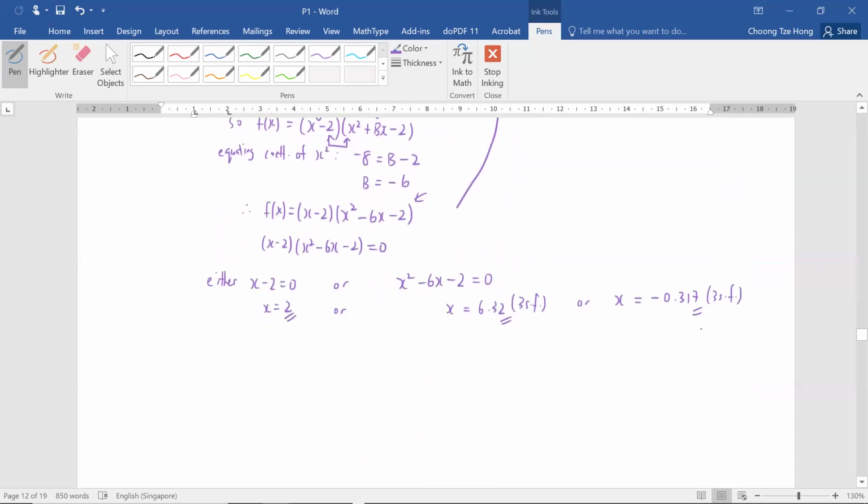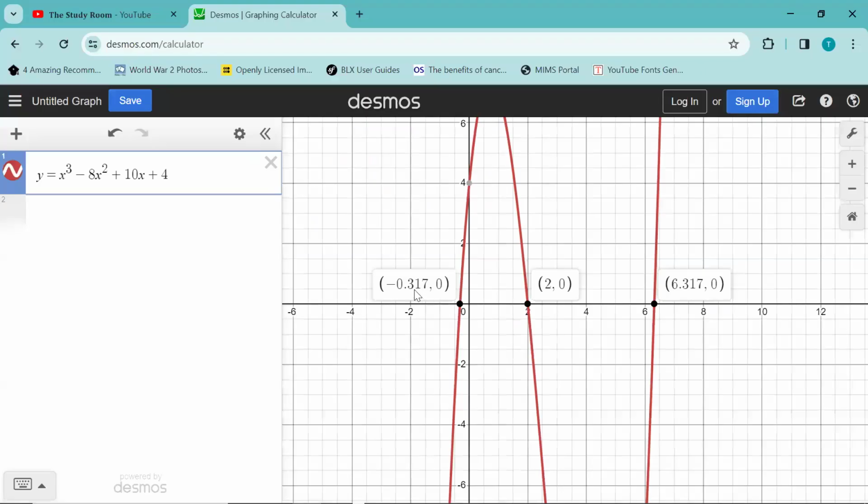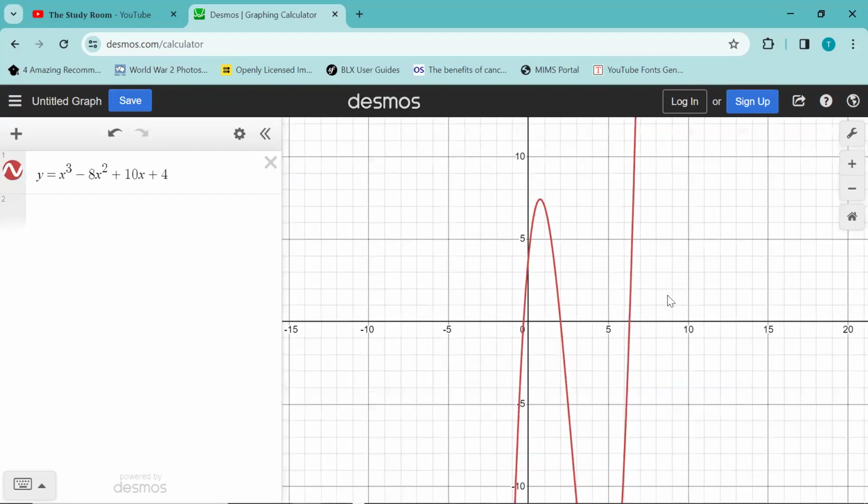Using Desmos, I'm just going to go over to Desmos. Let me share over here. You can see the three values that we got. -0.317 is where this cubic graph cuts the x-axis. Another one is 2, we got x equals 2 as one of the answers. And the last one is 6.317. This is how the cubic graph will look like.